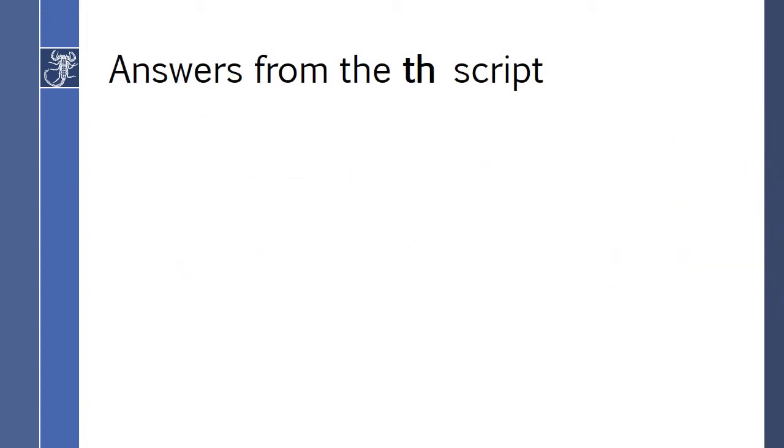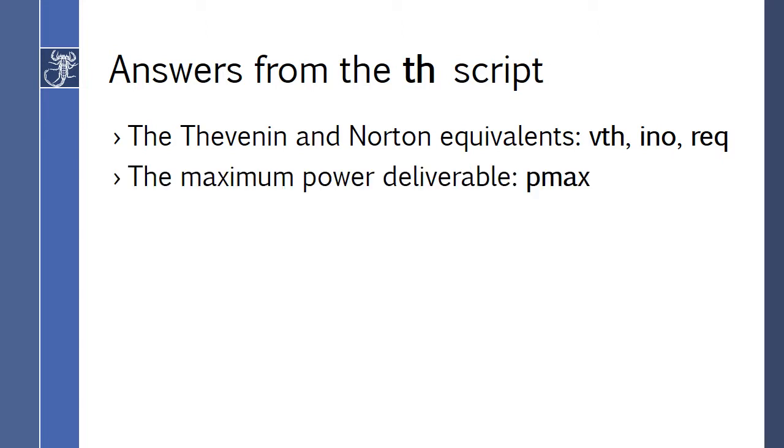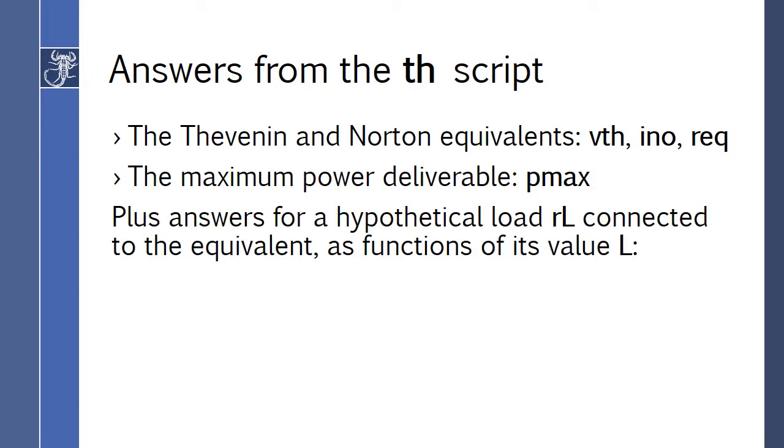So the thing is that the TA script gives us all these answers. Besides giving us, as we already saw, the Thevenin and Norton equivalents in variables VTH, INO, and REQ, we also get the maximum power deliverable by that circuit equivalent, stored in a variable called Pmax. Besides that, we get a set of answers for a hypothetical load RL connected to this Thevenin or Norton equivalent, given as functions of this value L of the load.